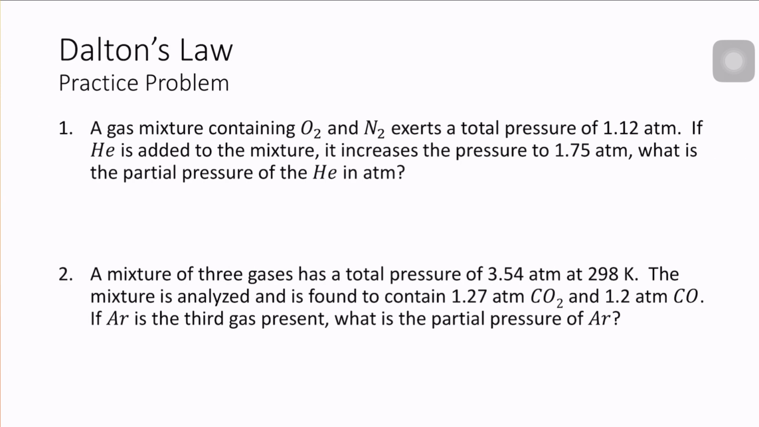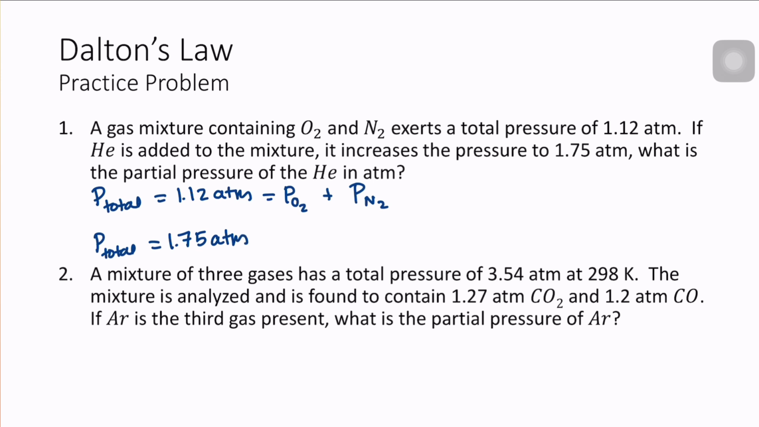So let's look at an example of Dalton's law. A gas mixture containing oxygen and nitrogen exerts a total pressure of 1.12 atmospheres. That tells me my P total is equal to 1.12 atmospheres. And that is equal to the pressure of oxygen plus the pressure of nitrogen. Now, if helium is added to the mixture, it increases the pressure to 1.75 atmospheres. So now my P total is equal to 1.75 atmospheres.